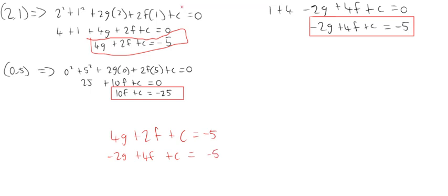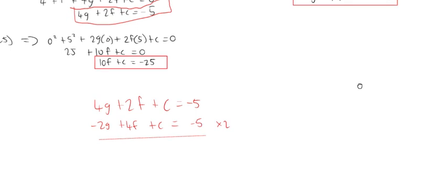Now I could just subtract them there and get rid of the c's, but what I'm actually going to do is get rid of the g's, because this equation only has f's and c's. If I get something with f's and c's down here, then I can easily figure out what f and c are from it. So I'm going to multiply the bottom equation by 2, and that's going to remove the g's.